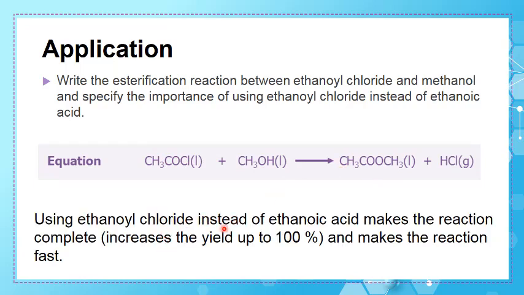Using ethanoyl chloride instead of ethanoic acid makes the reaction complete because the yield is increased up to 100%, and makes the reaction fast. While you know that in a typical esterification, the highest yield obtained with a primary alcohol is about 67%. So here it is much greater, and esterification using carboxylic acid is very slow. Here it is fast. I will ask you to memorize this sentence because you have to use it in exercises when you have to justify the importance of using acid derivatives instead of acid in the esterification reaction.